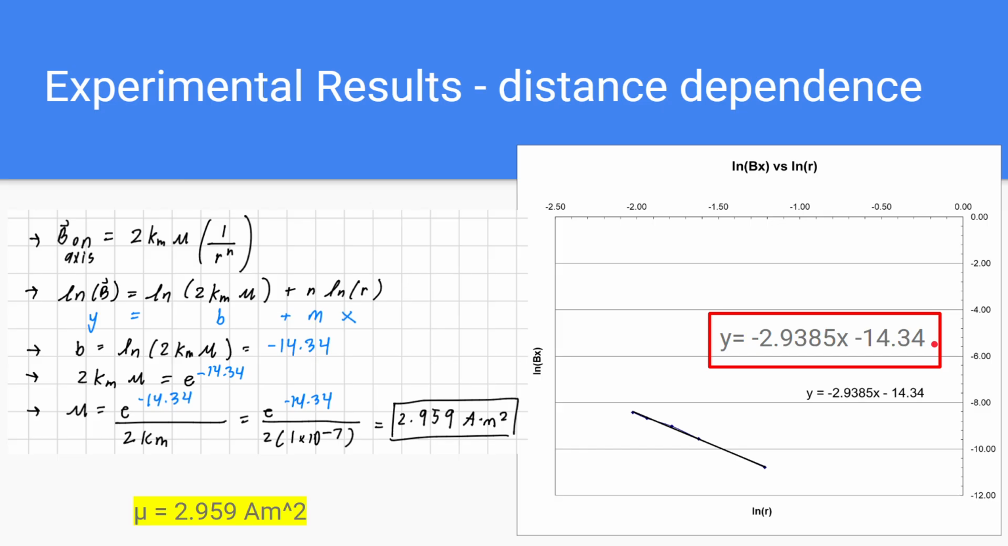Negative 14.34 is our y-intercept, and we use this y-intercept value to calculate mu, the magnetic dipole moment. And through the calculations seen right here, we calculated mu to be 2.959, which is very close to our expected value because the theoretical equation has an n value of 3.